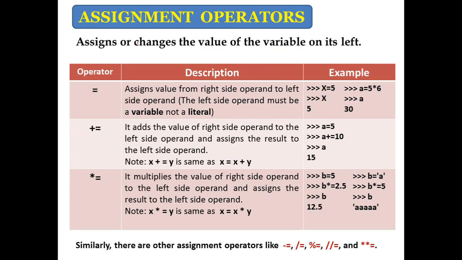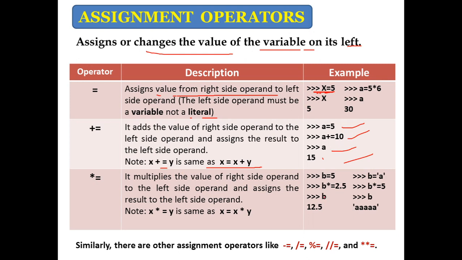Assignment operator changes the value of the variable on its left. Assign value from right side operand to the left side operand. Left side operand always should be a variable, not a literal, in assignment operators. Here x plus equal to y means x equal to x plus y. Very, very important. Here a equal to 5, a plus equal to 10 means a equal to a plus 10. Right side calculation is done and then it is assigned to the left side variable. That means a equal to 5 plus 10, 15, and 15 is assigned to a, result is 15.